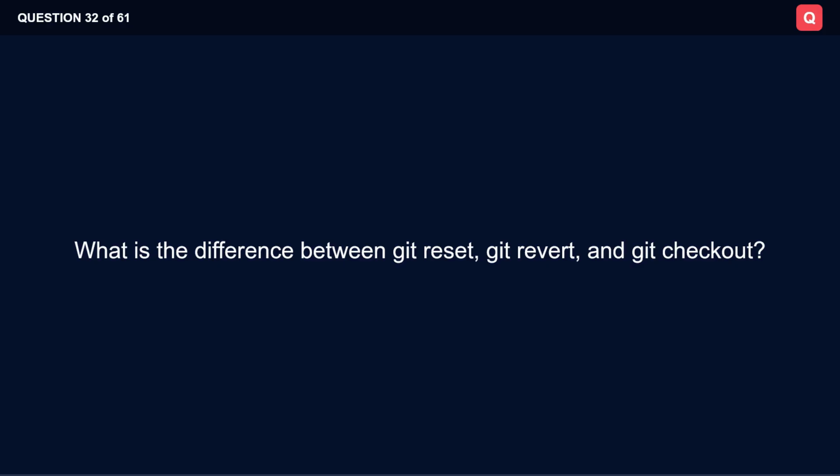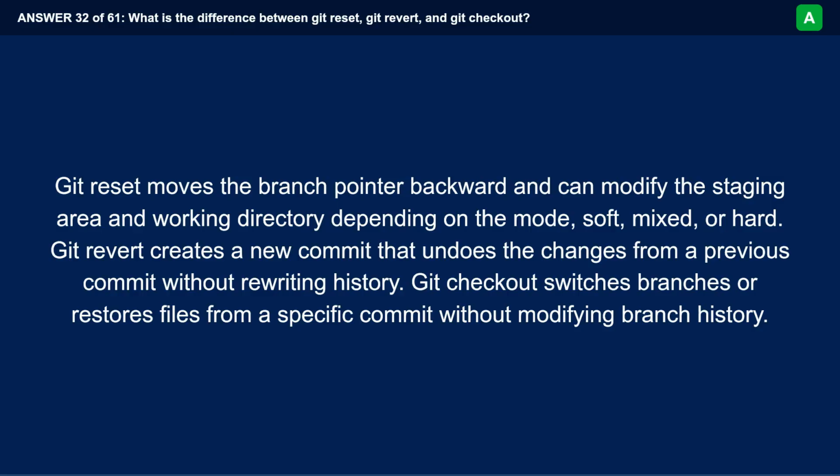What is the difference between git reset, git revert, and git checkout? Git reset moves the branch pointer backward and can modify the staging area and working directory depending on the mode: soft, mixed, or hard. Git revert creates a new commit that undoes the changes from a previous commit without rewriting history. Git checkout switches branches or restores files from a specific commit without modifying branch history.